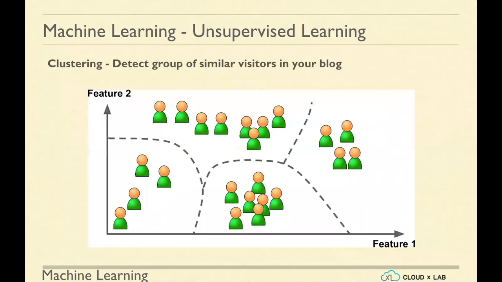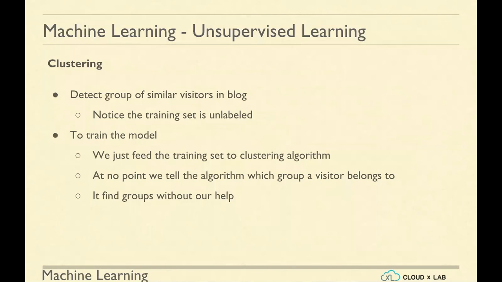When you are trying to group similar visitors to your blog, that is clustering. Clustering detects the number of groups in your blog, and there are many examples of it. When you want to bring various items together based on a certain definition of distance, we call that clustering. To train the model, we just feed the training set to the clustering algorithm. At no point do we tell the algorithm which group belongs to which label, or which visitor belongs to which group.